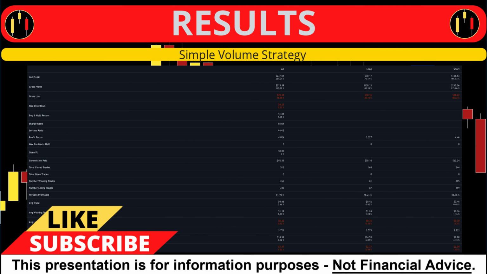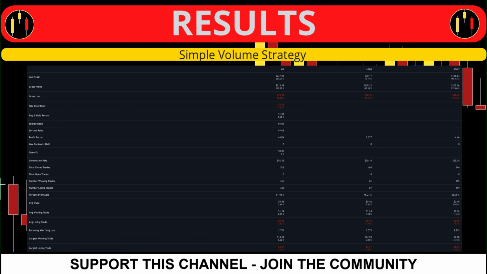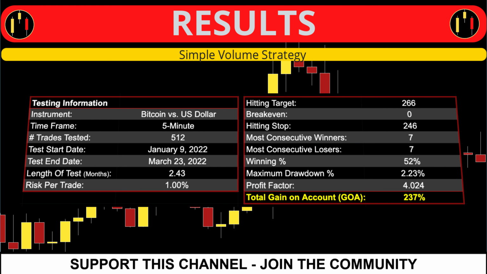Remember, this is just a finite amount of tests on one instrument. If you are thinking of using this system, please do extensive back and forward testing and be sure to let our community know what you discover. These are the actual test results from the script, and this is it condensed down.